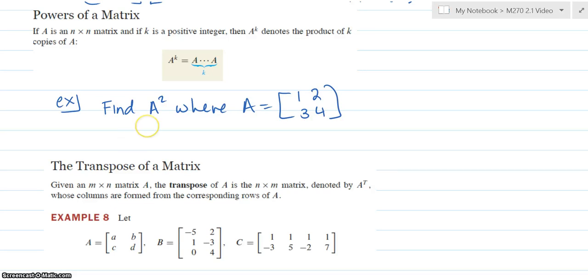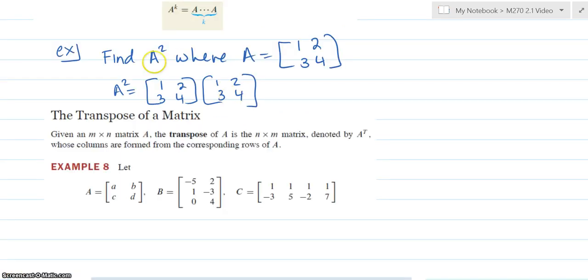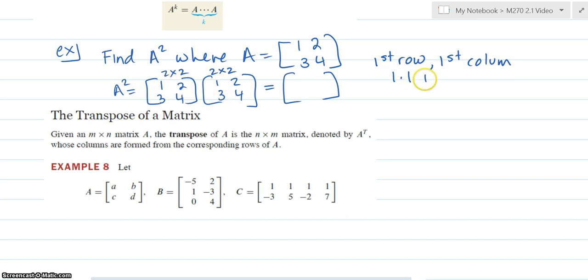Let's do a simple example. If you're looking for A squared, that would be A times A. You can see that this would work because this is a 2 by 2 times another 2 by 2, so the answer would be a 2 by 2. And what's the answer going to be? Well, the first row, first column is 1 times 1 plus 2 times 3, so that would be 7.